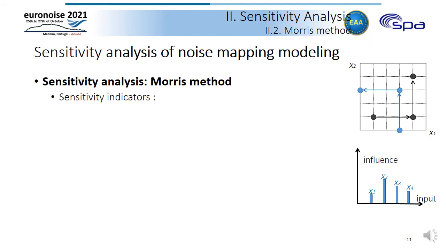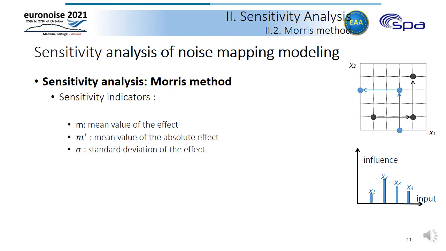Three indices are calculated with the Morris method to quantify the influence of parameters on the output: the mean value of the effect, the mean value of the absolute effect, and the standard deviation of the effect. All these indicators can be calculated for each parameter.